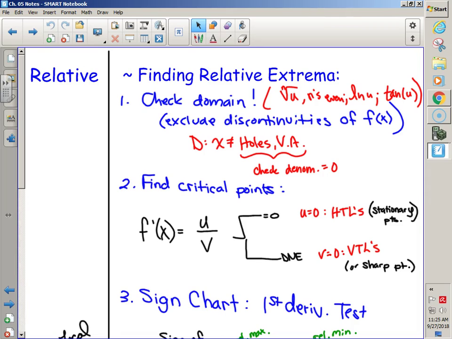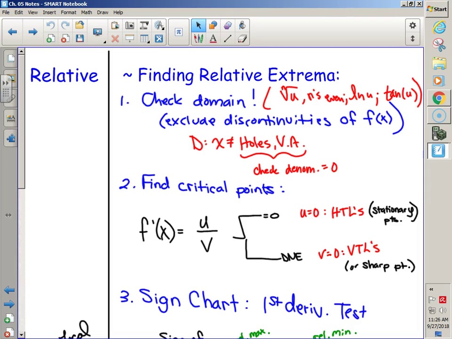Check the denominator. Nth root of u, where n is even. So even roots, logs, and trig. Does that make sense? Square root, fourth root, sixth root, eighth root, yeah. I didn't put down fractions, but I figured that was just assumed.